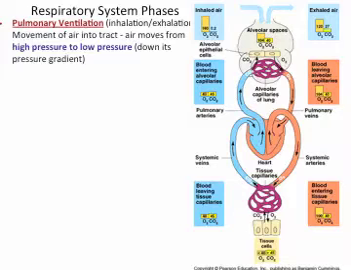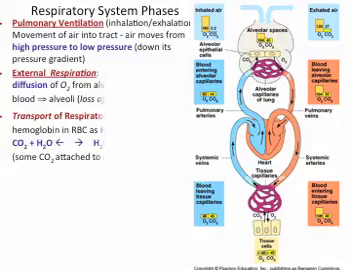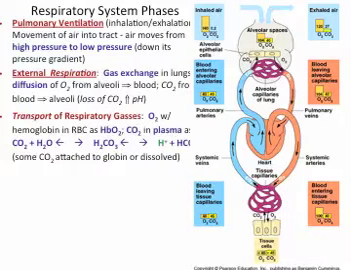So there are some terms that are important to know in the respiratory system. There's pulmonary ventilation, that's inhalation and exhalation. When your thoracic cavity volume increases, you inhale. When your thoracic cavity volume decreases, you exhale. So air is moving down its pressure gradient. There's external respiration, that's gas exchange in the lungs that we just talked about, carbon dioxide and oxygen moving down their partial pressure gradients. And then there's transport of respiratory gases, which we talked about.